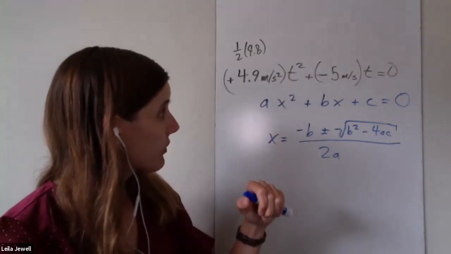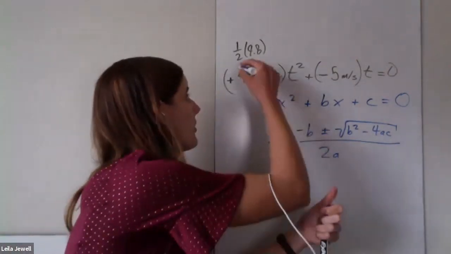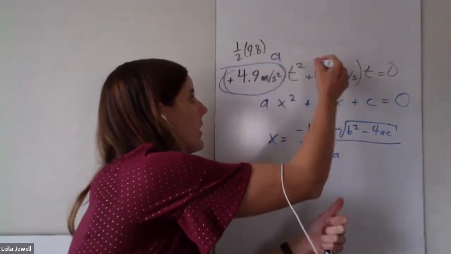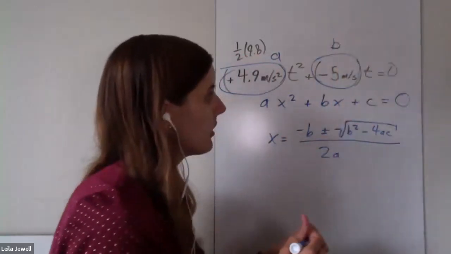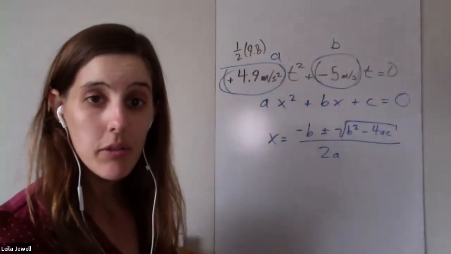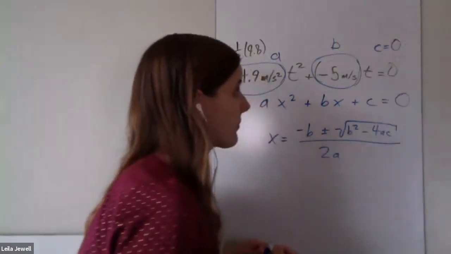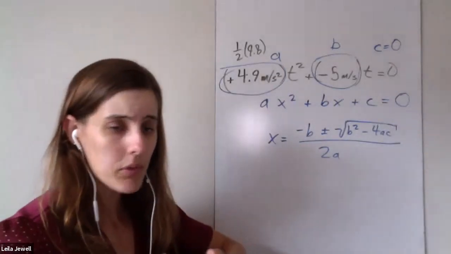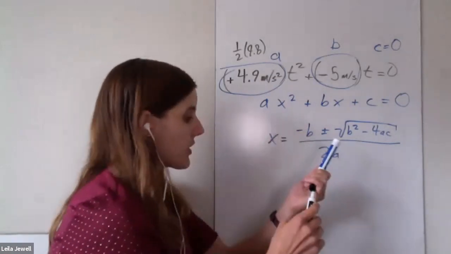So if this is our quadratic formula, we can identify what each of the things are, right? This 4.9 is going to be my A, and this is going to be my B. And because the displacement is 0, C is equal to 0. So that actually simplifies this quite a bit. All right, and then T is my X.